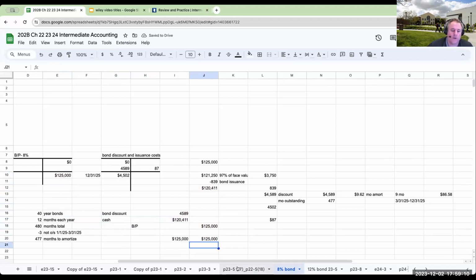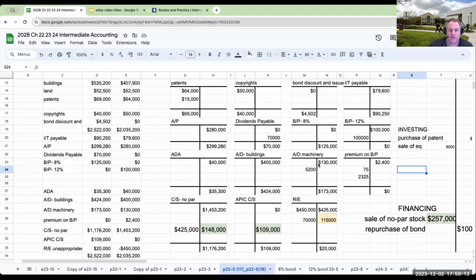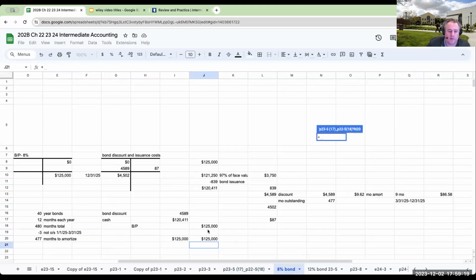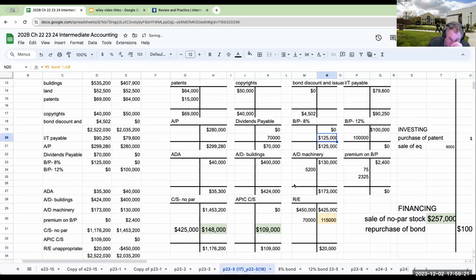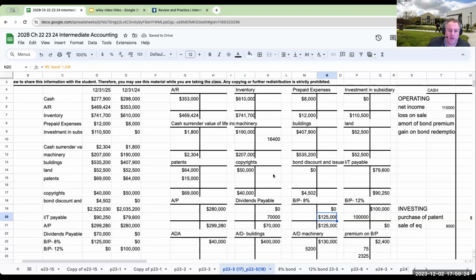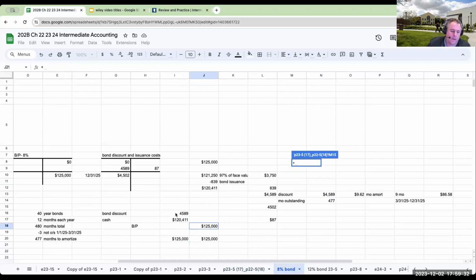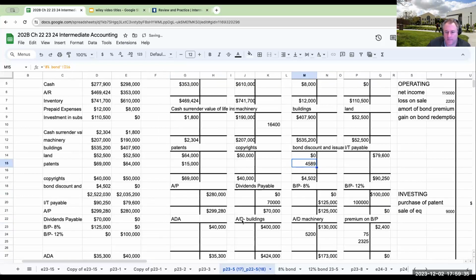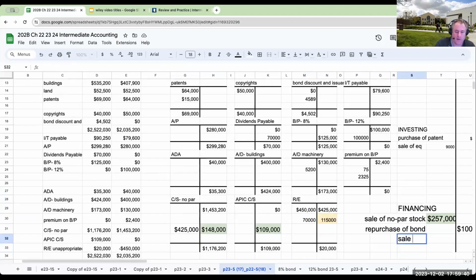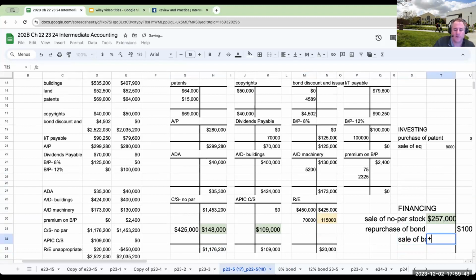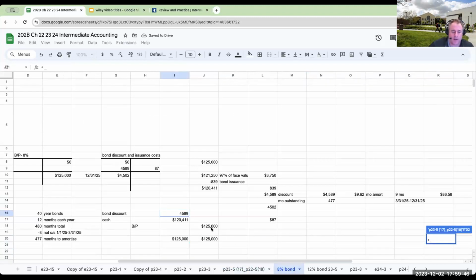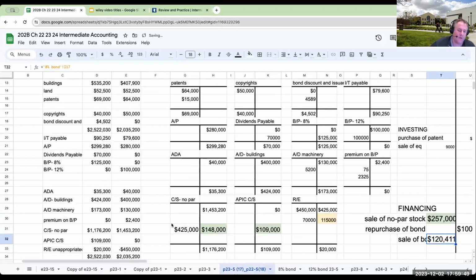So let's go through and put that in first, right? So my bond payable over here at the 8% is going to show a credit here for 125. My discount on bond payable is going to initially show over here 4589. Now over here in the financing, because that's where we do sale of bond, this is going to show cash proceeds coming in at 124.11.